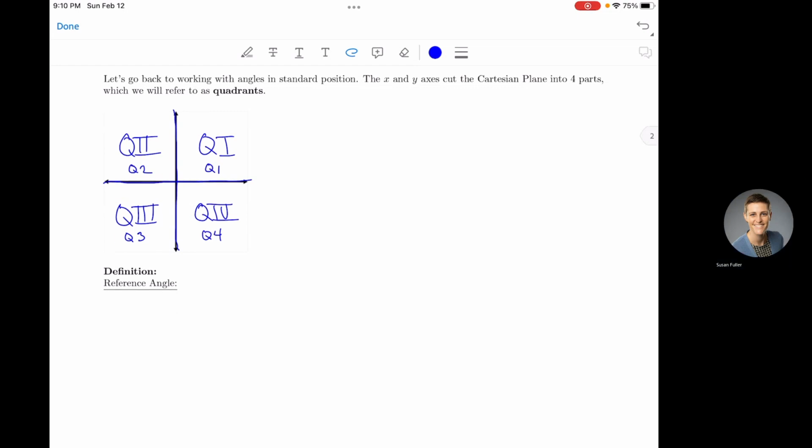So the biggest thing is to know which quadrant is which. You start in the top right corner and go around counterclockwise. So quadrant 1, 2, 3, and 4. And they're labeled this way because in standard position, those are the quadrants that a positively rotating angle rotates through, in that order.